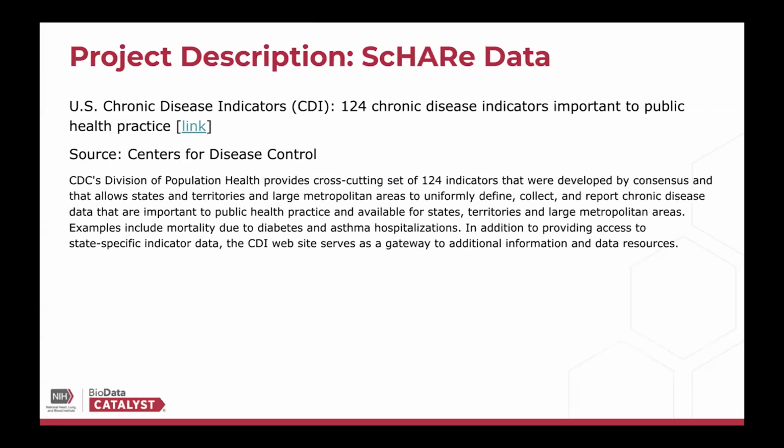I want to talk a little bit about the ScHARe data. So the ScHARe data focus on U.S. chronic disease indicators, or CDI. There are 124 chronic disease indicators that are important to public health practice. Now, this ScHARe data repository focuses on uniformly defining, collecting, and reporting chronic disease data that are important to public health practice and available for states, territories, and large metropolitan areas. Examples of these data include mortality due to diabetes and asthma hospitalizations.